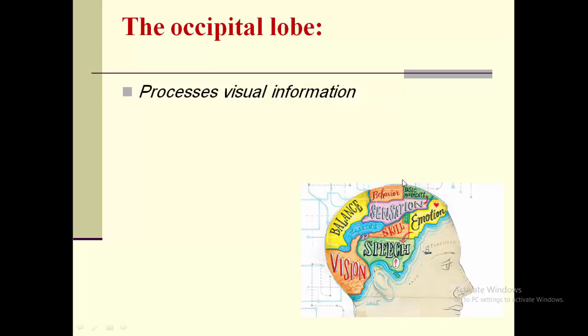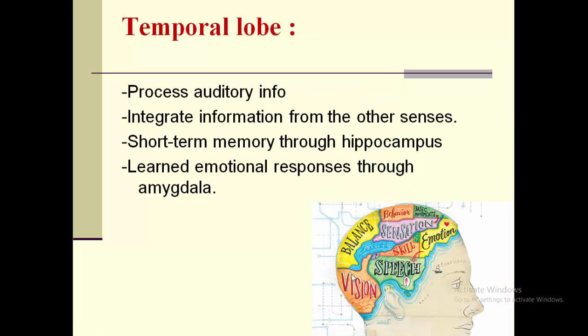The occipital lobe is primarily interested in vision. It processes visual information. Whatever you see with your retina in your eyes is going to be interpreted and turns to something meaningful in the occipital part of your brain.